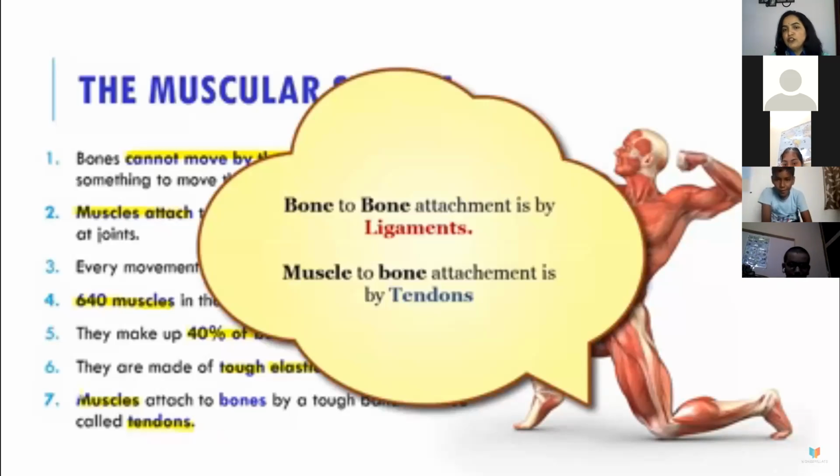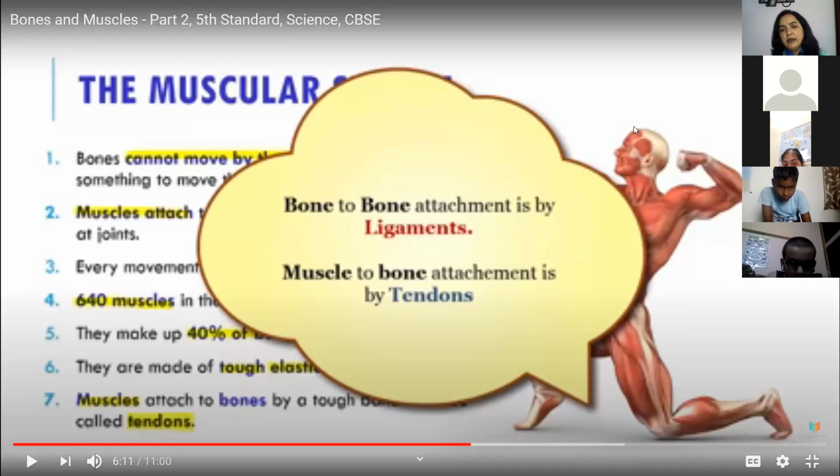Now bone to bone attachment is done by ligament. I showed you when we studied the topic of bone. Ligaments, I showed you those red color bands, elastic bands, those were the ligaments. So bone to bone are attached with the ligament. There is a difference between ligament and tendon. Bone to bone is attached by ligament and muscle to bone is attached by tendon. This question can be asked: what are ligaments? What are tendons? It is like bone to bone attachment, if two bones are joined, that attachment is done by ligaments, and muscle to bone attachment is done by tendon. So that is the basic difference between these two.